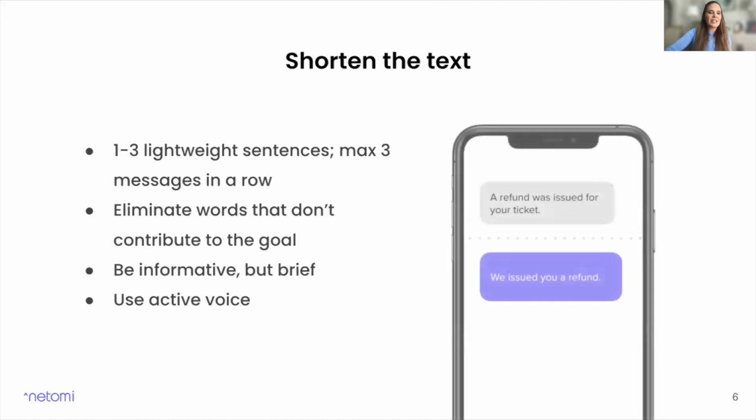We also want to use active voice. This is a way that can naturally shorten the text, even if it's just one or 2 words. The example on the top is passive voice: "A refund was issued for your ticket." Instead, we can say, "We issued you a refund."